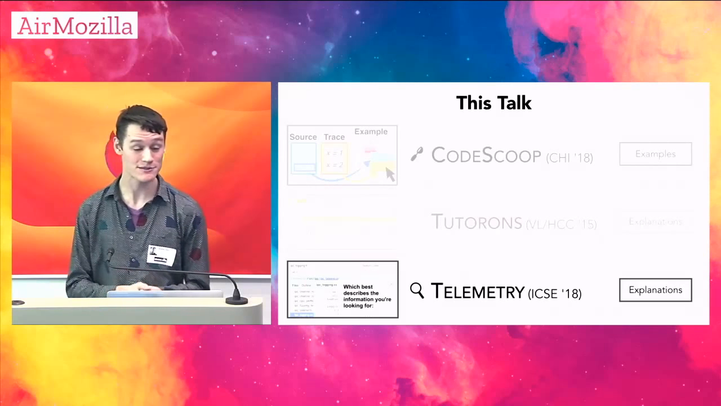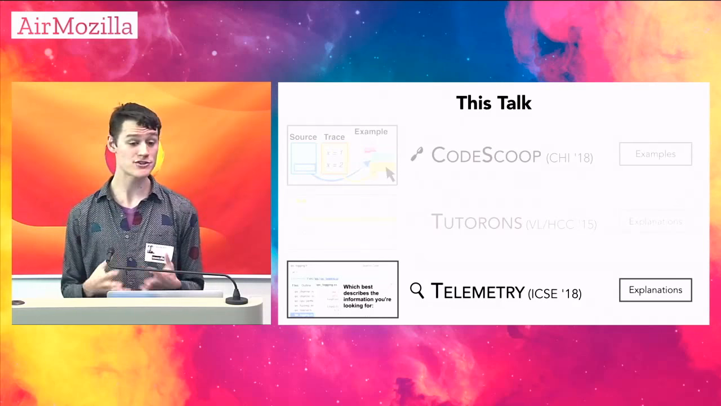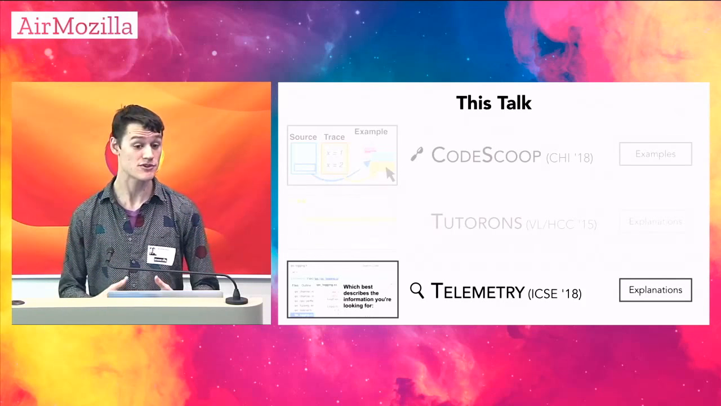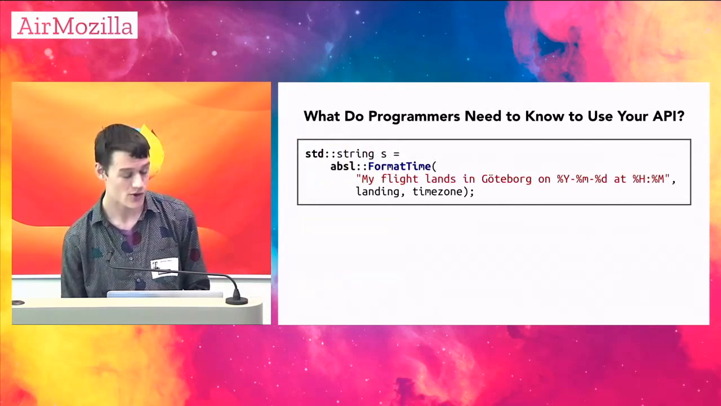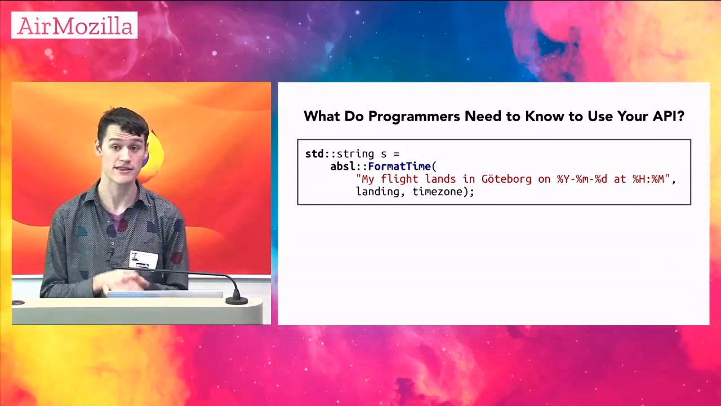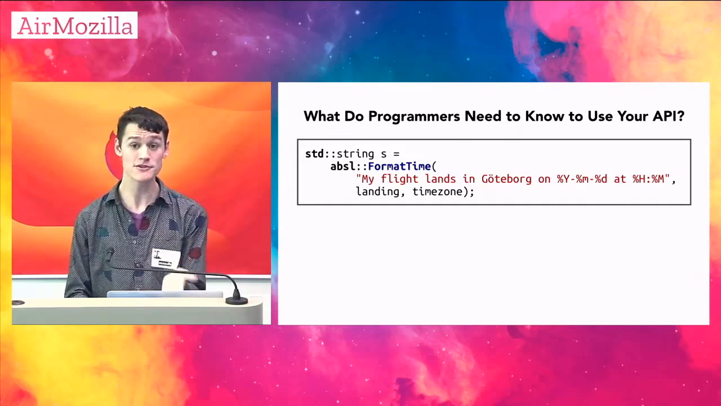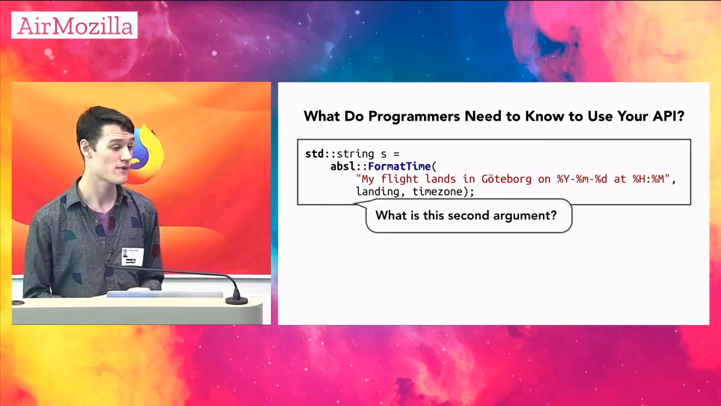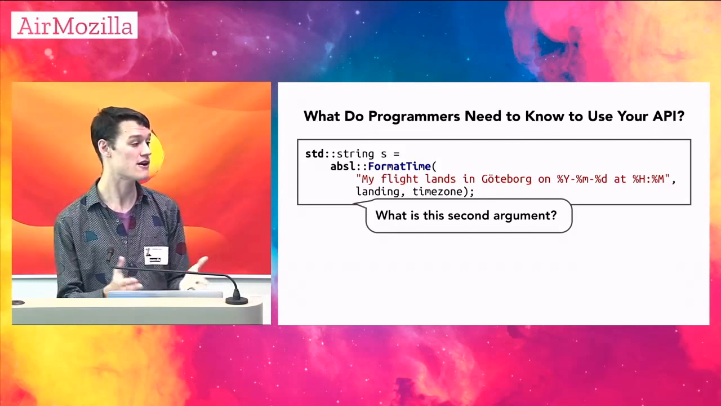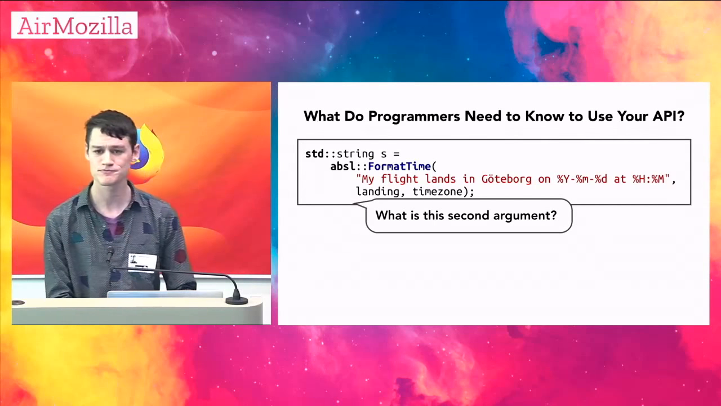So I'll wrap up with our last project, which is a telemetry project that I did as an intern at Google last summer. We were interested in better understanding the types of questions that people had about C++ APIs. So let's say you're the maintainer for an API like this one, the Abseil FormatTime API. When people use an API like this, they're going to have questions about how to use it. Questions like, what is this second argument, this landing argument? What are the types that it can take? What are valid values to pass in?